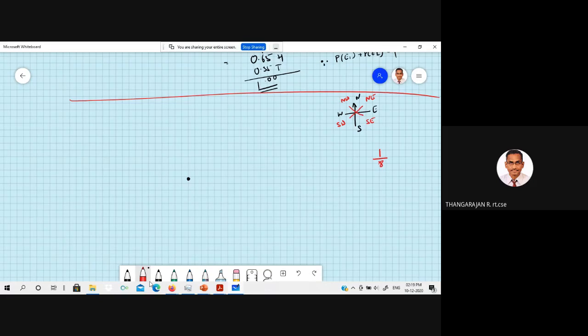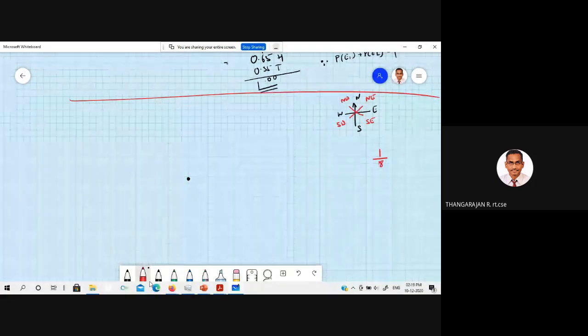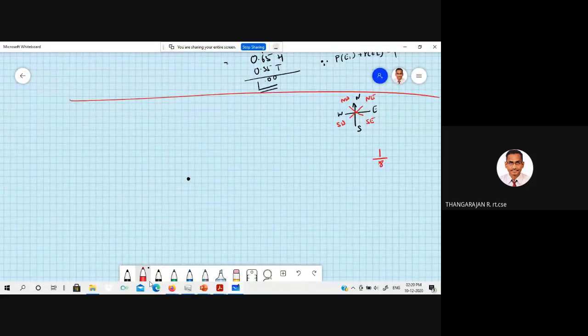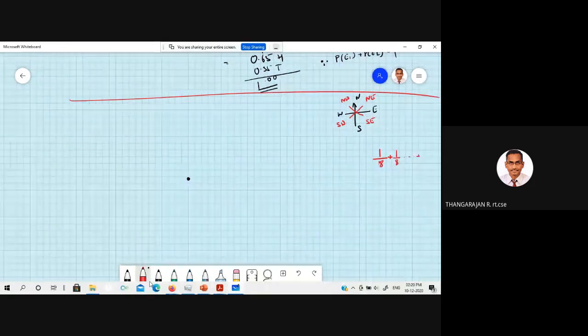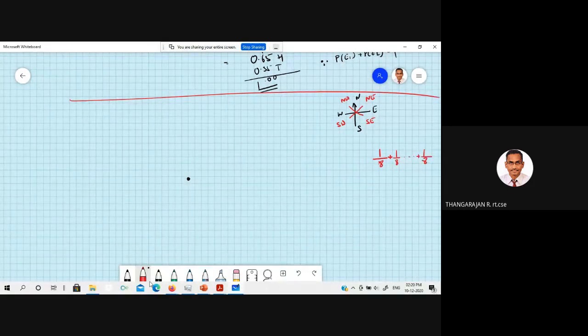So the ant moving in any one of the directions is 1 by 8. Ant moving south is 1 by 8, ant moving north is 1 by 8, ant moving east is 1 by 8, something like that. So there are 8 directions, and moving in a particular direction is 1 by 8 probability. If you add 1 by 8, 8 times, what will you get? You will get 1. So the total probability is 1.